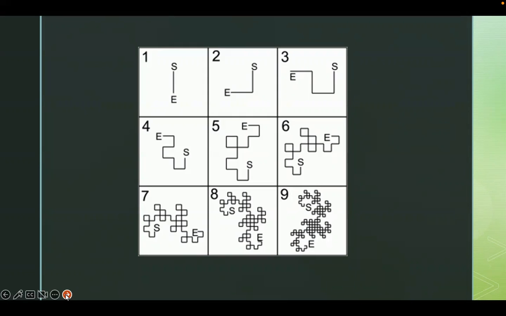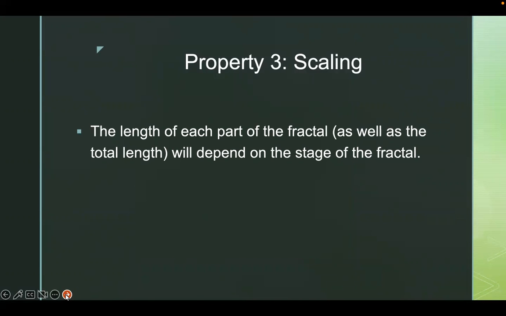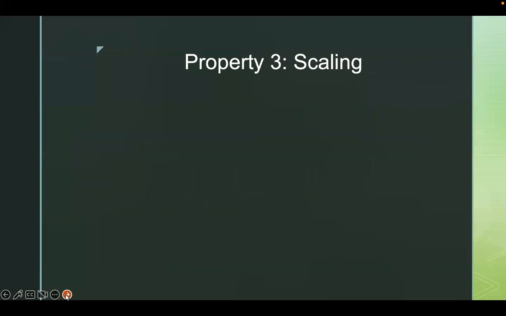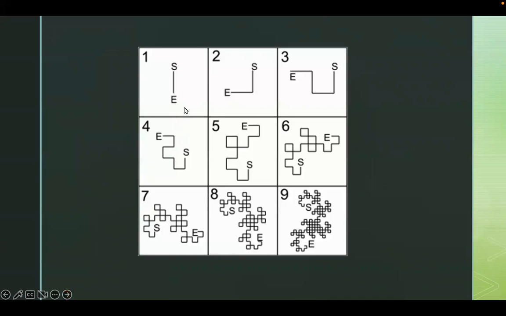So the length of each part of the fractal, as well as the total length of the fractal will depend on the stage, right? So the beginning, we're going to have a different size or length than we do at the end. So generally, as stages progress, the length of the sides get smaller while the total length gets larger, which makes sense. If we go back to this, look at stage 1.